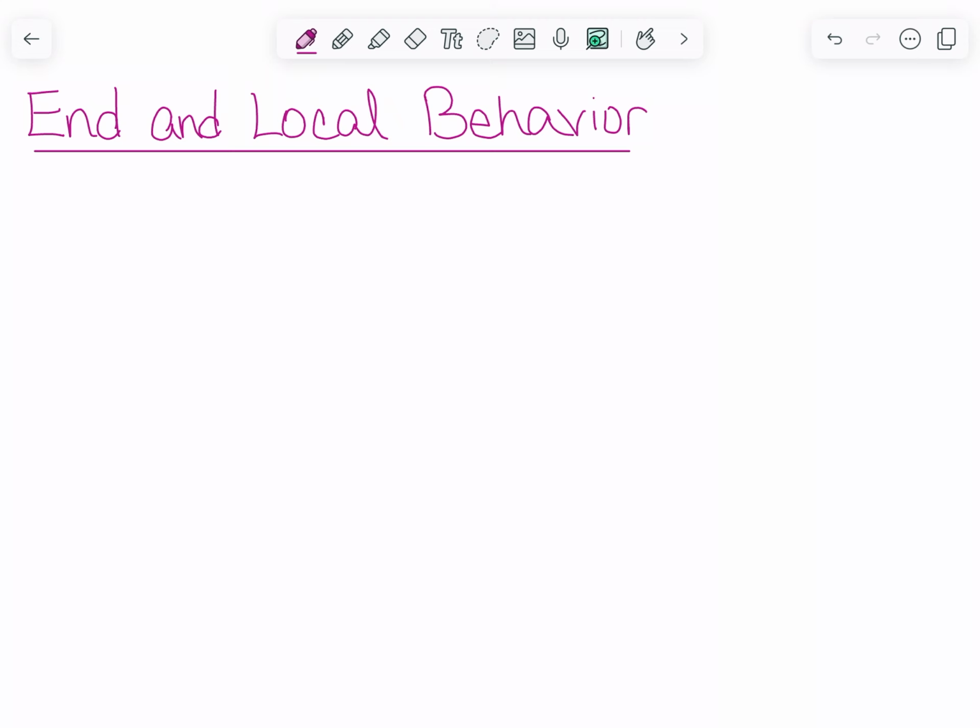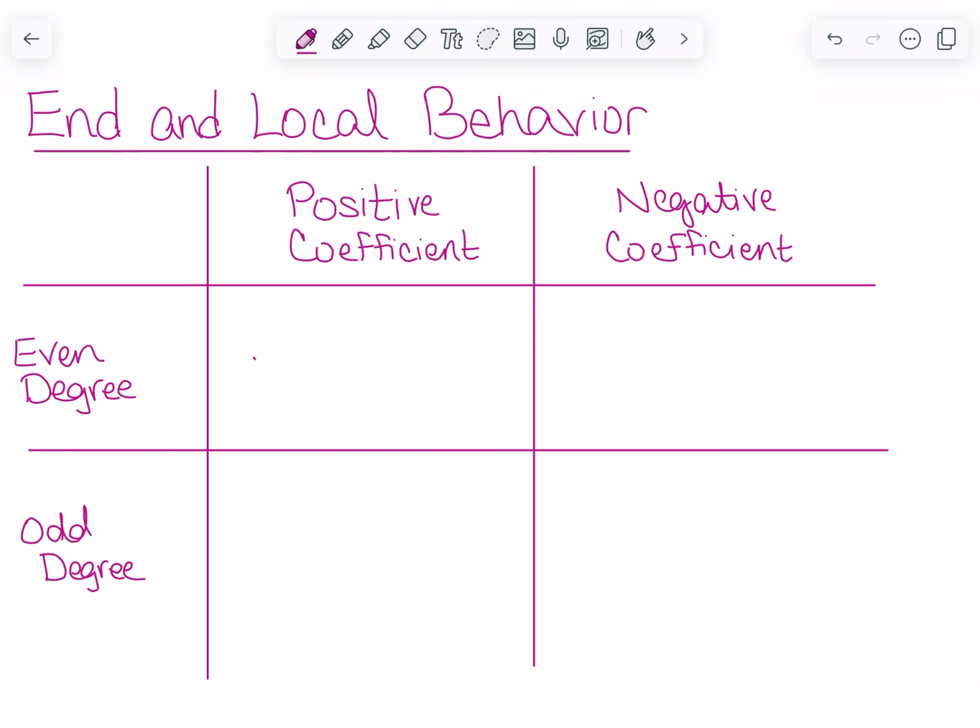And it's actually determined by two things: the degree of the polynomial and the sign of the leading coefficient, whether it's positive or negative. We'll need to know if the leading coefficient is positive or negative, and we'll need to know if the degree is even or odd.